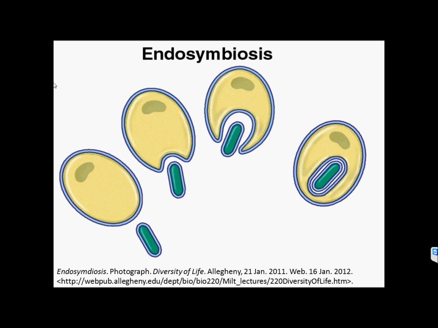Endosymbiosis is the theory that early archaea engulfed early bacteria, photosynthetic bacteria, to form the eukaryotes of today. This is how chloroplasts have a two-cell membrane.